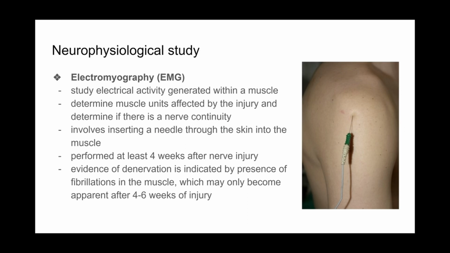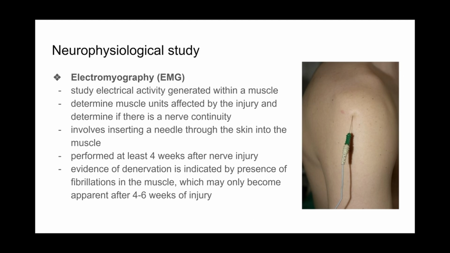Next is electromyography, which is the EMG. It studies the electrical activity generated within a muscle, and it will determine the muscle units affected by the injury and determine if there is nerve continuity. The EMG involves inserting a needle through the skin into the muscle, and it is normally performed at least 4 weeks after a nerve injury.